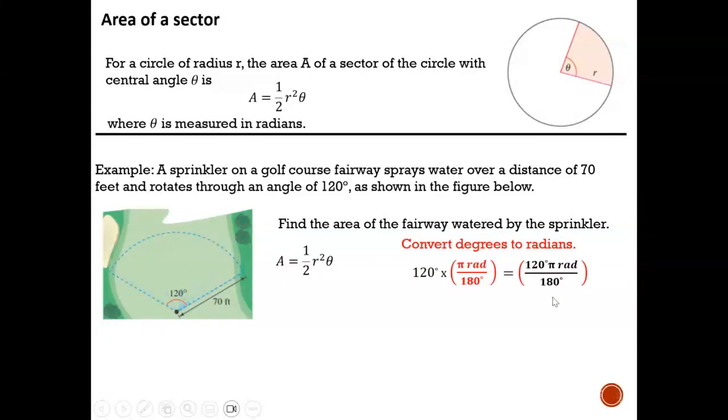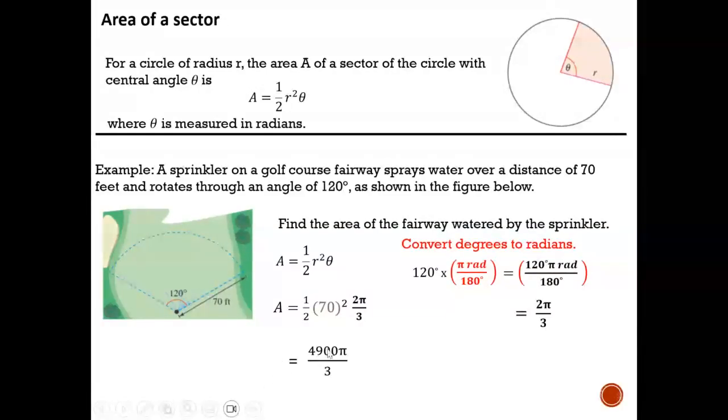This is going to give us 120 pi radians over 180. It's going to give us 2 pi over 3. Okay, so I already have all the info. My radius is 70, so it'll be 70 squared times 2 pi over 3. Right here, guys, the 2 on the 2 pi cancels with the 2 on the bottom. So it's going to give us 4,900 pi over 3.